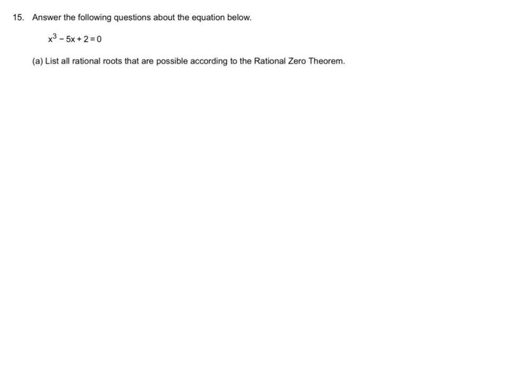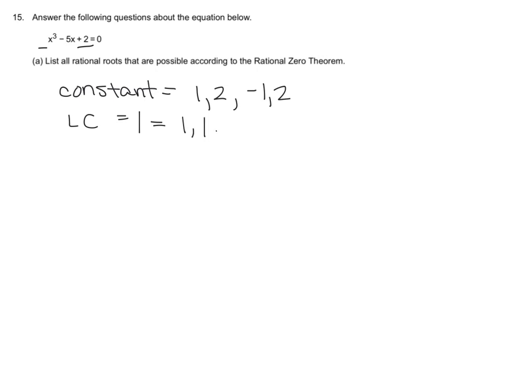So to do this, we're going to take all the factors of the constant term and divide them by the factors of the leading coefficient. Now the constant term is 2, and the factors of 2 are 1 times 2 and negative 1 times negative 2. The leading coefficient is the number in front of the x cubed, and that's a 1. So the factors of 1 are just 1 times 1, and then negative 1 times negative 1.